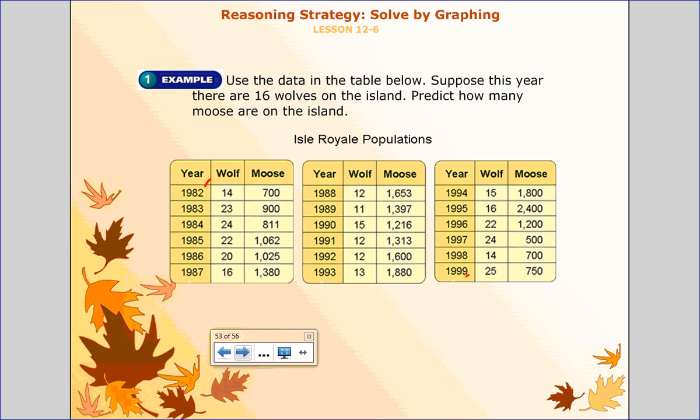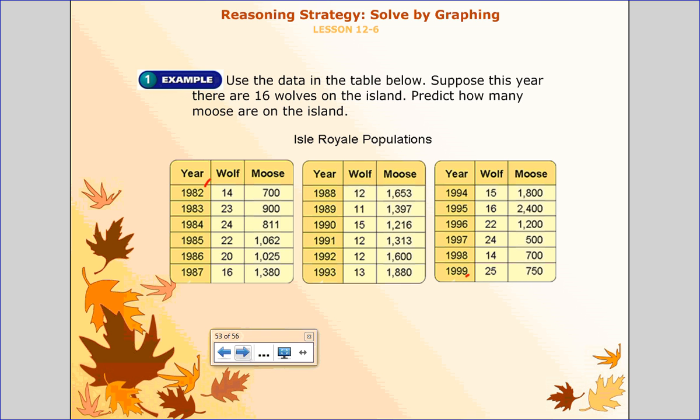Looking at it right away, I can tell the wolf population is a lot smaller than the moose population, just looking at those numbers. The wolf population is in the 14s to 20s. Well, the moose goes from 700 all the way up to, actually, 2400. All right, so we have a lot of data to put together, so we're going to have to do this with a scatter plot. That's what they want. So our first job is to put together a scatter plot.